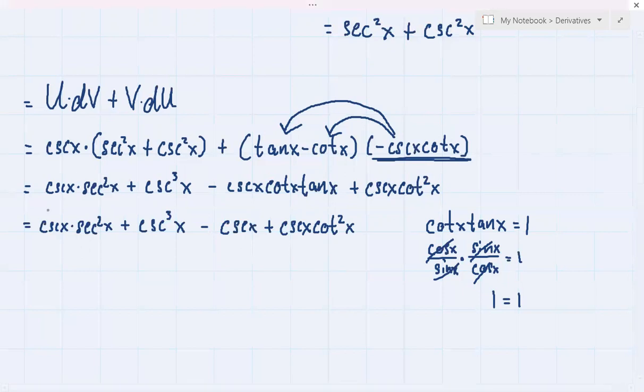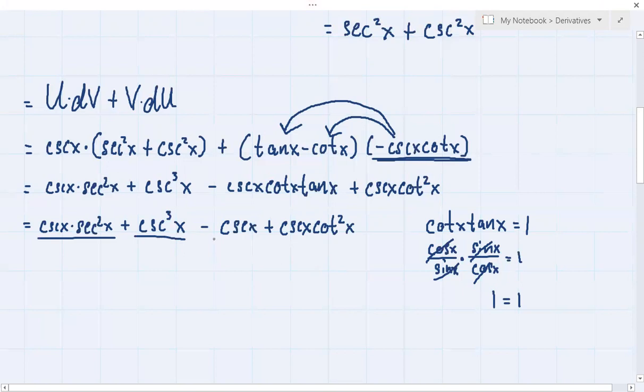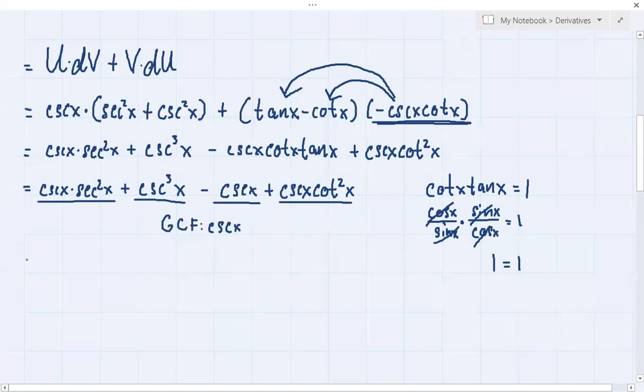As you can see, the first term is cosecant x times secant squared x. The second term is cosine cube of x. The third term is negative cosecant x. And the last term is cosecant x times the square of cotangent x. They are all divisible by cosecant x. All of them have cosecant x, right? So their greatest common factor is cosecant x. Therefore, we can simply factor out cosecant x in this expression. So it becomes like this.